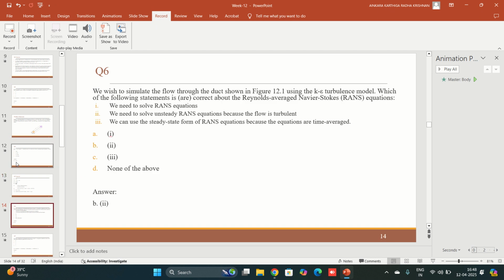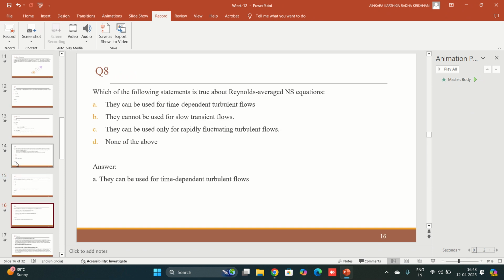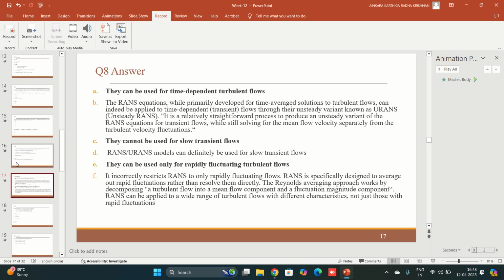And lastly, we have seen some theory about the Reynolds equation, how we can use the unsteady state form of the equation when flow is turbulent. We can use it for time dependent flow systems as well, and we can use it for slow transient flows. We can use it for any fluctuating turbulent flows. We need not restrict it to rapidly fluctuating turbulent flows.